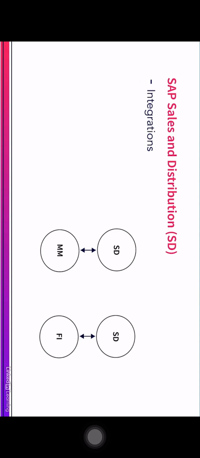The sales and distribution process is highly dependent on other modules. This tight integration enables efficient selling and transportation of products and services at a company.